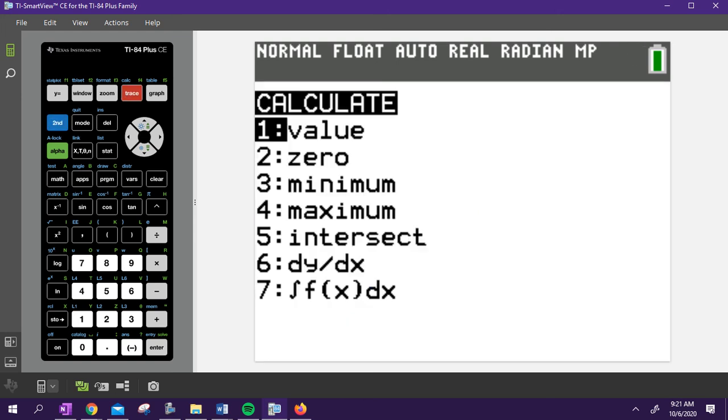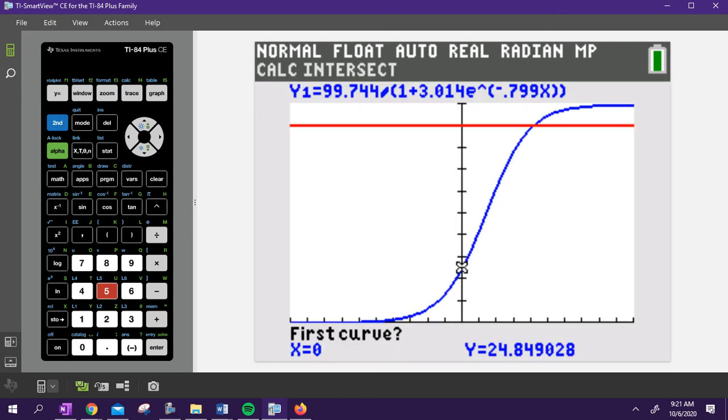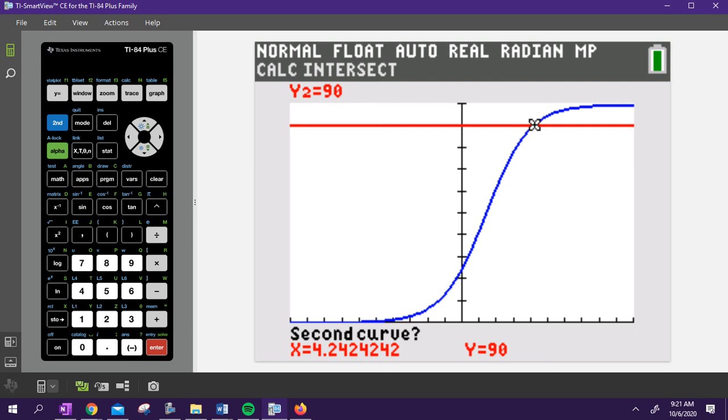So I'm going to go second, calculate. The intersect. I want to know when they cross. I'm going to move this cursor to where I think they cross. I'm going to hit enter. Second curve. I'm going to hit enter again. Guess, I'm going to hit enter again. 4.163.